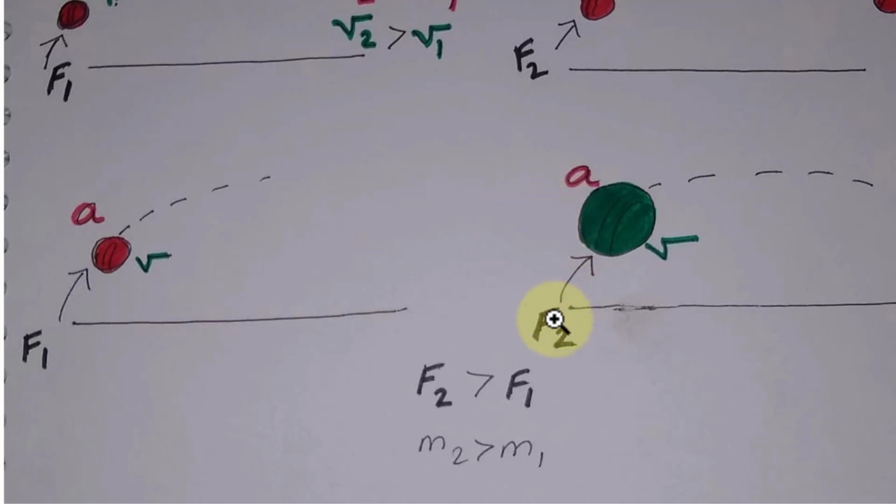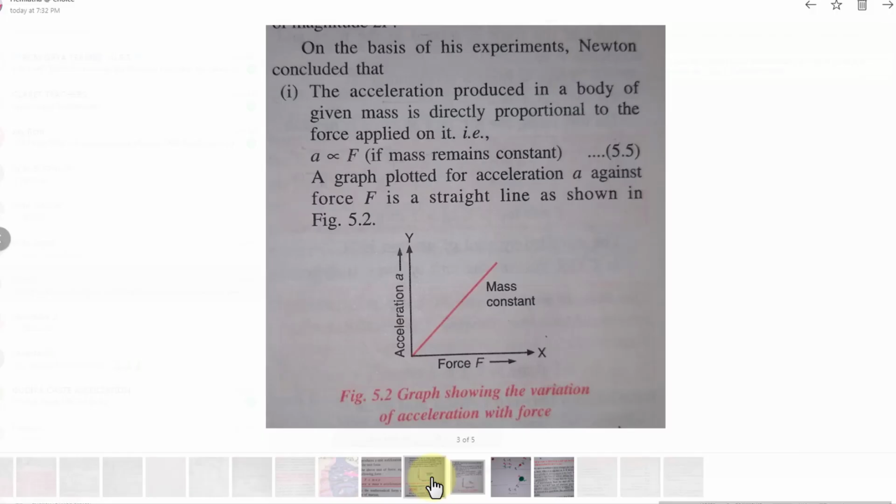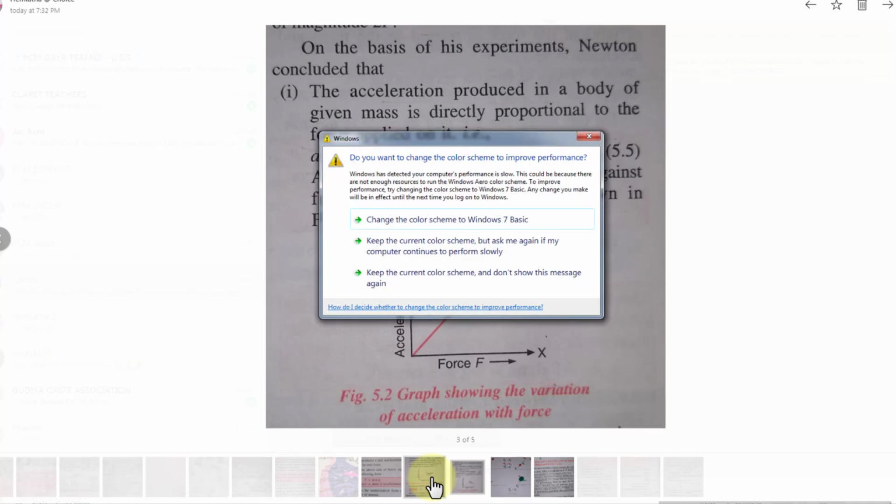So this time what you have to do, on the football you have to apply more force compared to the tennis ball. F2 should be more than F1. You must apply more force on the football and less force on the tennis ball. Okay, then only velocity will be the same for both, and acceleration produced also the same for both. Clear, children? Understood?